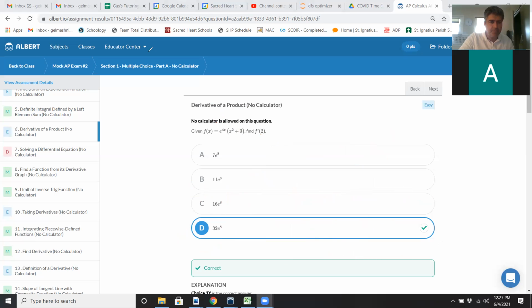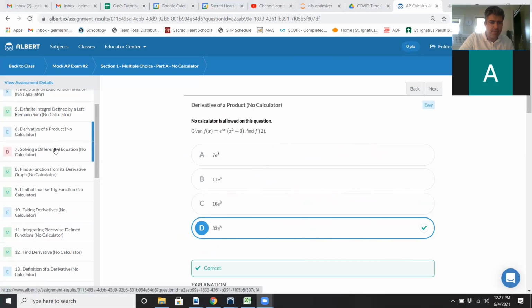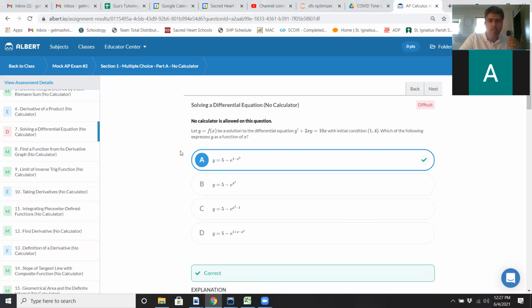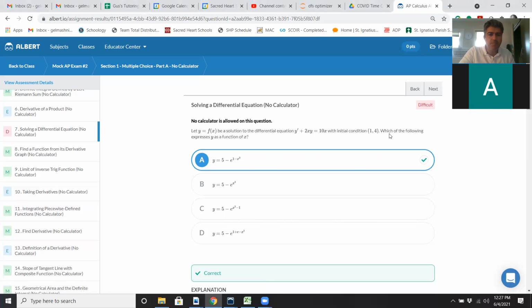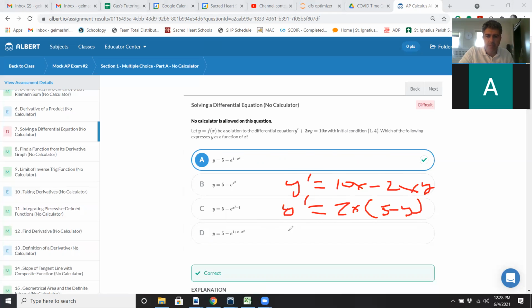Let's take a look at solving a differential equation. So for this one here, we're going to isolate y prime. You can probably factor out an x and a 2x. Why not? And y prime, remember, is dy over dx, so I probably should have just done that.